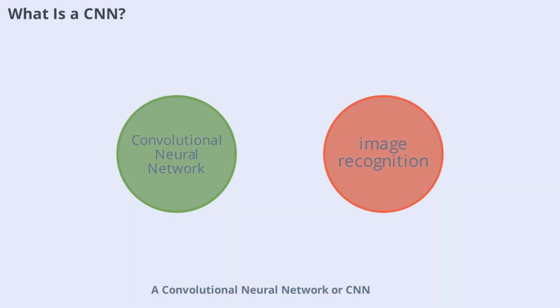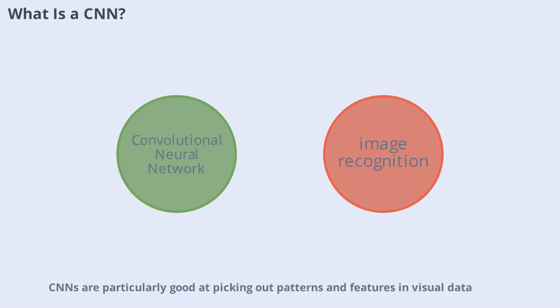A convolutional neural network, or CNN, is a specialized type of artificial neural network designed to process data with a grid-like topology, such as images. Unlike traditional neural networks, CNNs are particularly good at picking out patterns and features in visual data. They use layers that automatically and adaptively learn spatial hierarchies of features, from simple edges to complex objects. This makes them the backbone of most modern image recognition systems, powering everything from photo tagging to medical image analysis.